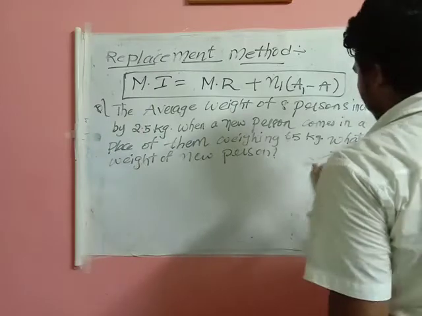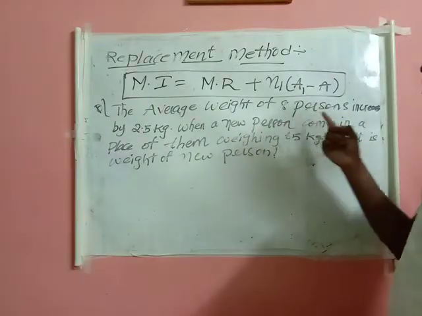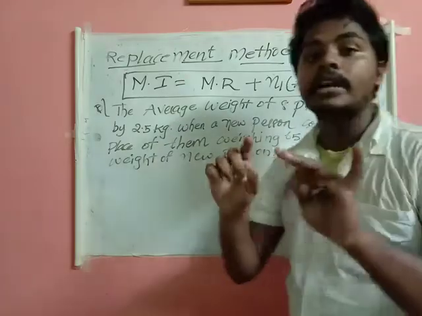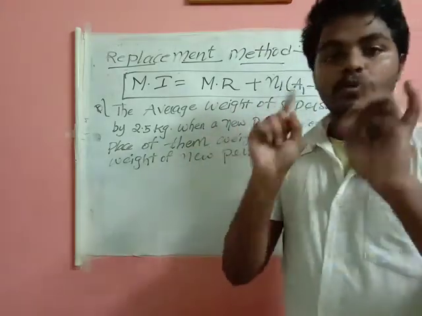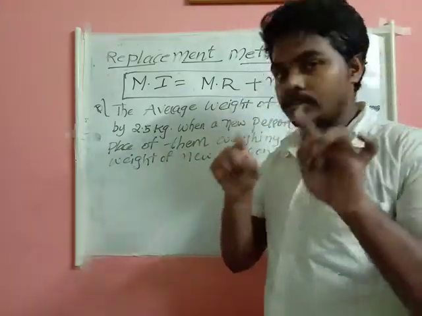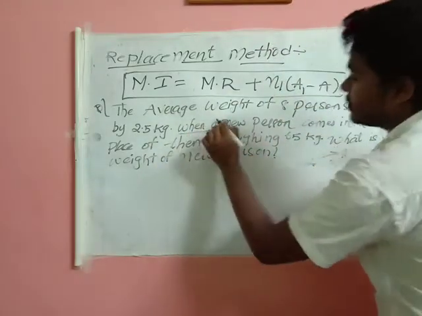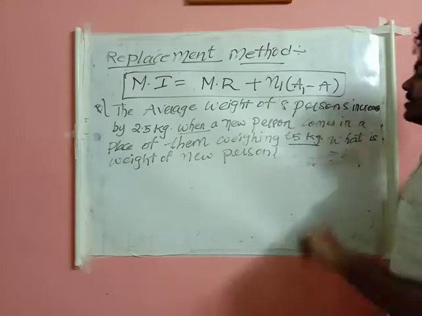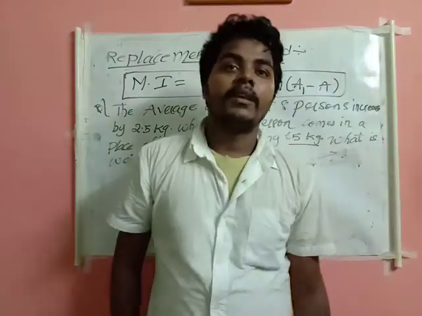Now try to get the question. The average weight of 8 students increases by 2.5 kg when a new person comes in place of one weighing 65 kg. You just put it in your mind. Now observe from this.